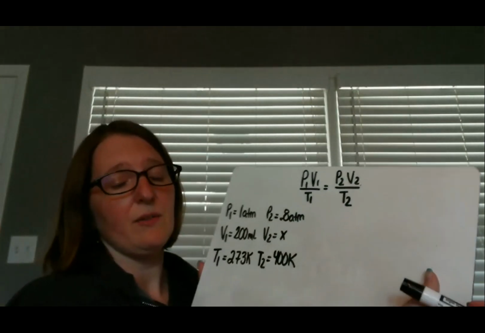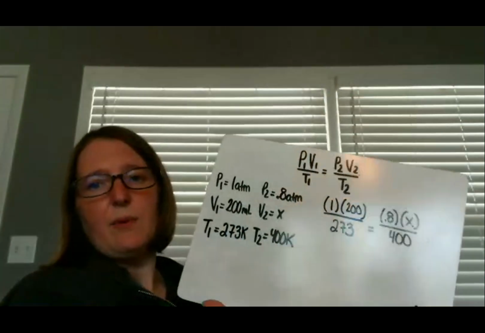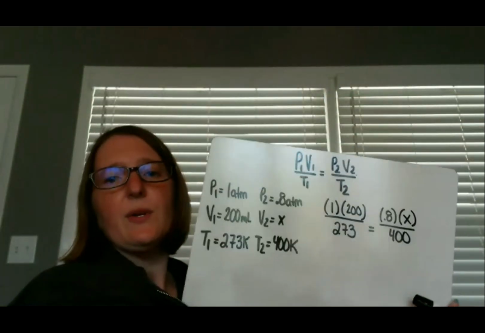I'm going to bring this down so I can write a little easier. We're going to take P1, which was 1, and we're going to times it by V1, which was 200. And we're going to put that over T1, which was 273. And then we're going to make that equal P2, which is 0.8, times X, which is V2. We don't know that; we're trying to solve for it. And our T2 was 400. So this is what we have when we set it up, right? All right, so now we need to solve.